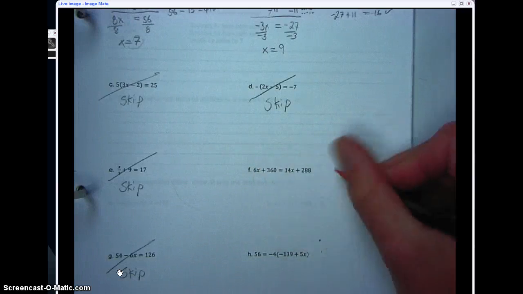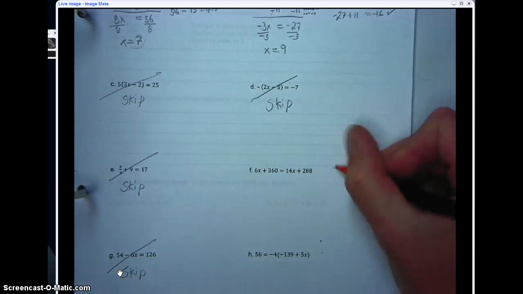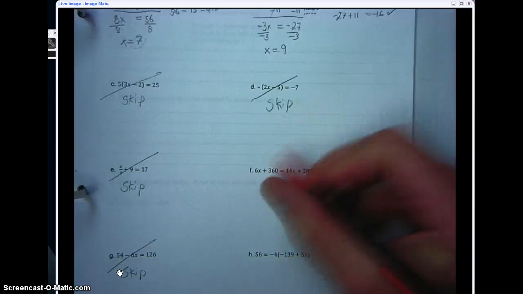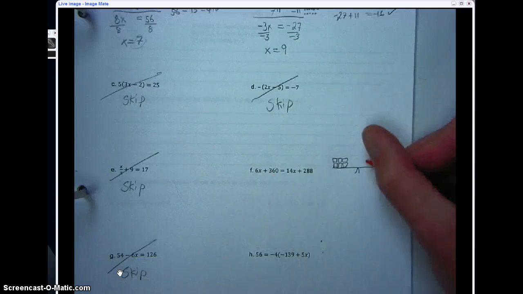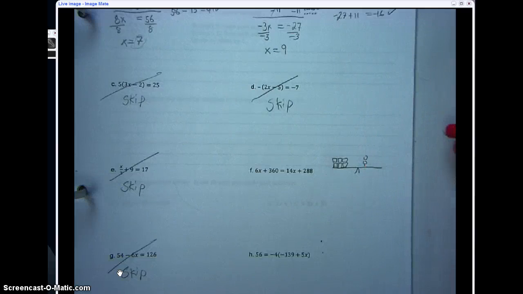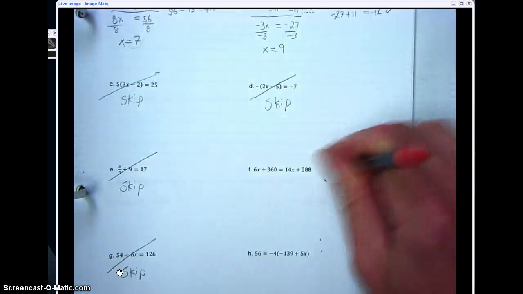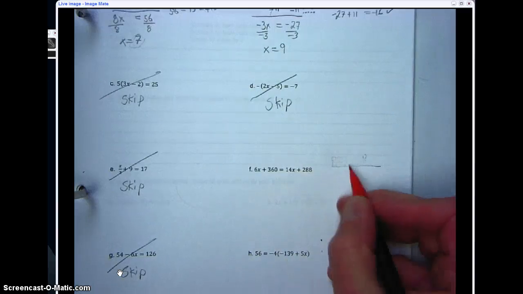If this was a balance scale, if you remember that from a few days ago, I would have 6 x's over here, right? 6 big crates. And you obviously know I'm not going to draw 360 little guys here. I have 14 crates over here. So it's almost getting silly, right? When I have these big numbers, the model is kind of hard to do. So rather than thinking of it with a model, let's just realize what we would do.